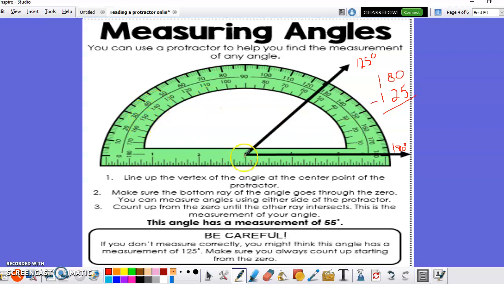So it just depends on, if I start on the bottom, I'm going to keep reading on the bottom. If I start on the top row of my protractor, then I'm going to have to keep reading on the top, because I can't start here at 0 and then come up here to 125. That's not the measure of this angle. So be careful that wherever you start, you finish on that same number line.